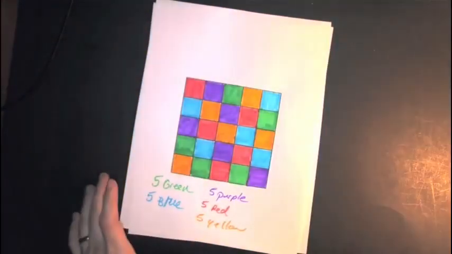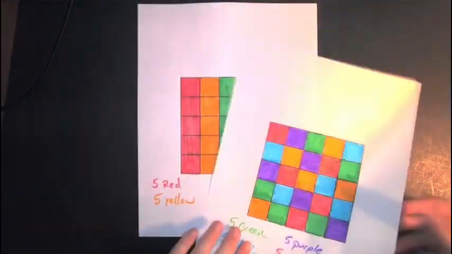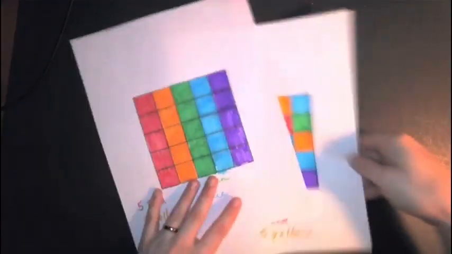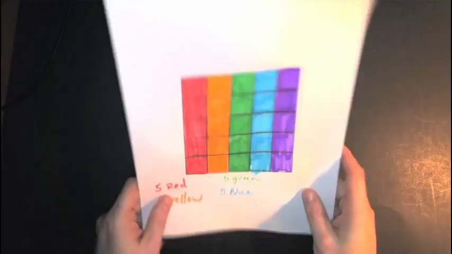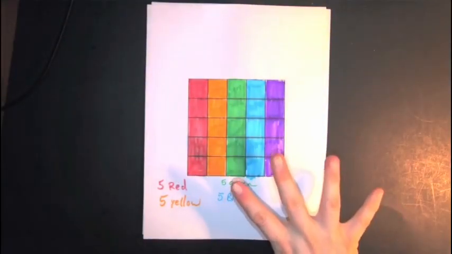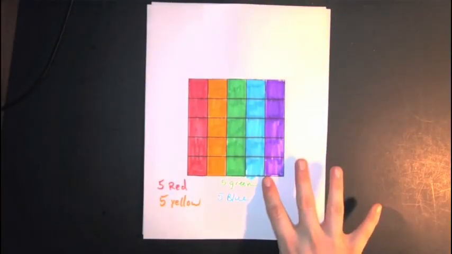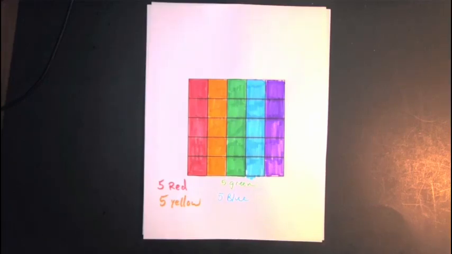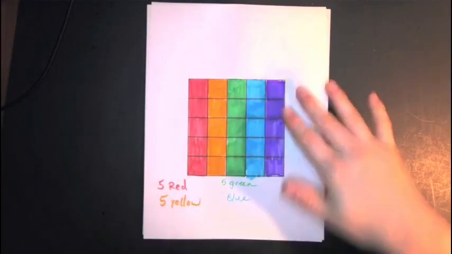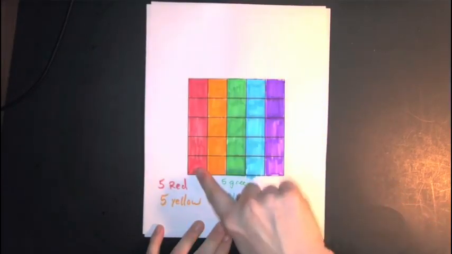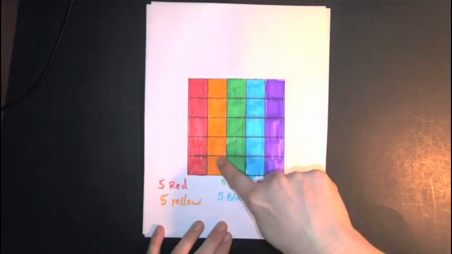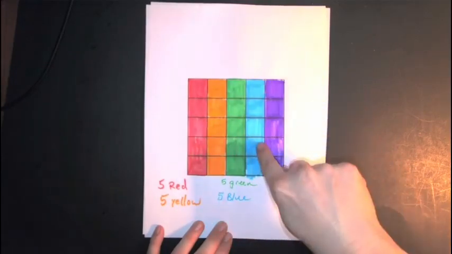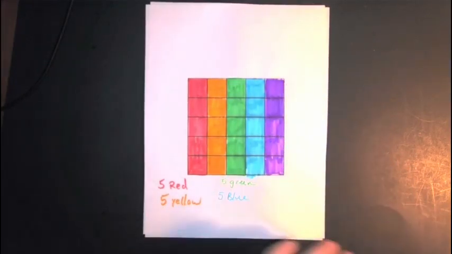So let's look again. I have my examples here. Let's actually look at this one first. So for this one, I chose 5, I didn't write down purple, oops. Well, I chose 5 colors, and then I made a design that was easy. It was stripes. I did one stripe of red, one stripe of yellow, one of green, one of blue, and one of purple.